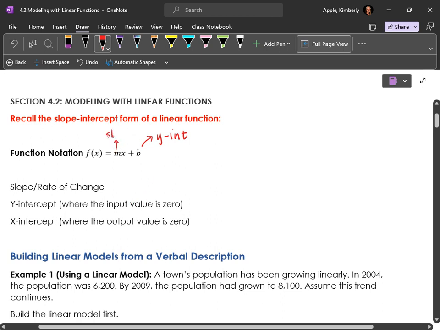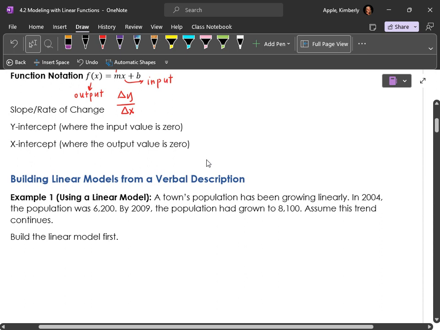M is the slope, also known as the rate of change. That's the change in y over the change in x, or any of the other many representations we've seen. F of x is the output of the function, and x is the input of the function. So with all of that, we should be able to tackle some of these problems. One additional note is that remember that the x-intercept is where the output value is 0, kind of in contrast to the y-intercept where the input is 0.